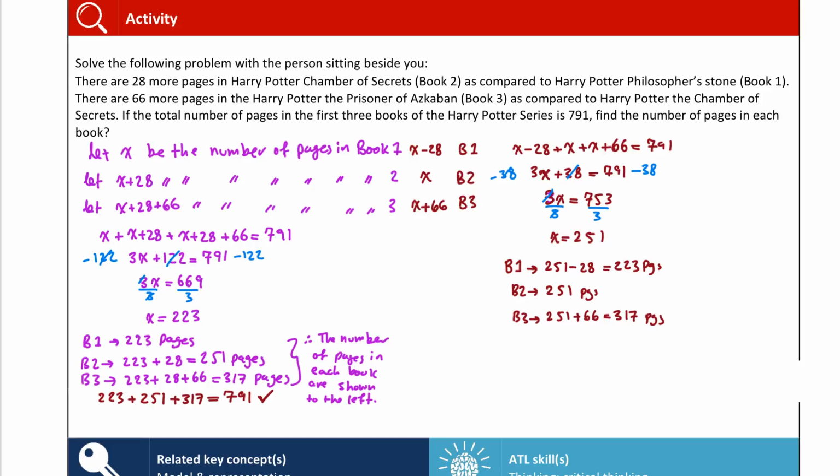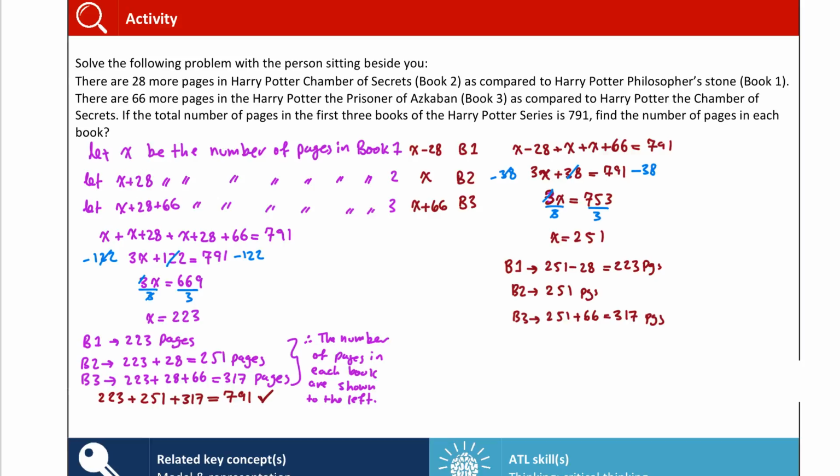But just to summarize in terms of going through the steps, what we are doing is we're kind of figuring out what our unknown is here. So that is the number of pages in one of the books. And then we're linking the number of pages in the 3 different books. So in the first method that we used, we said x be the number of pages in book 1. There's 28 more pages in book 2, so it should have x plus 28 pages, and book 3 has x plus 28 plus 66 because it has 66 more pages than book 2, which has x plus 28.